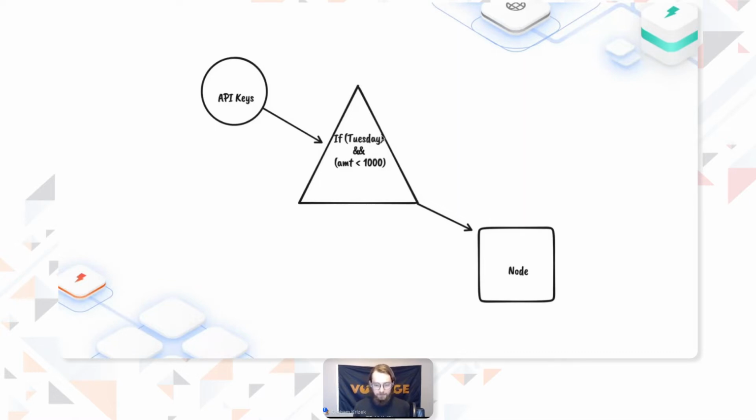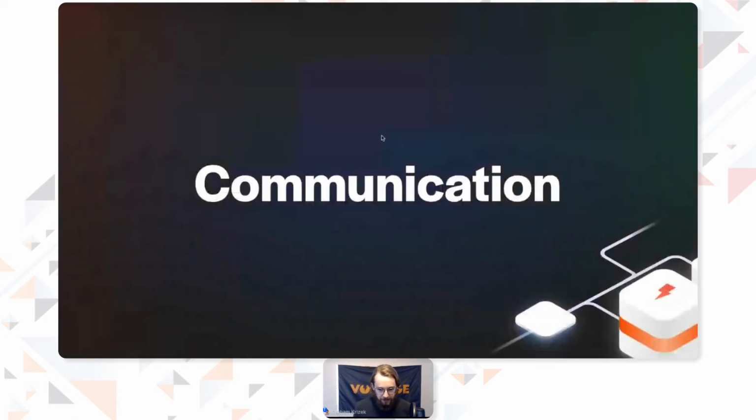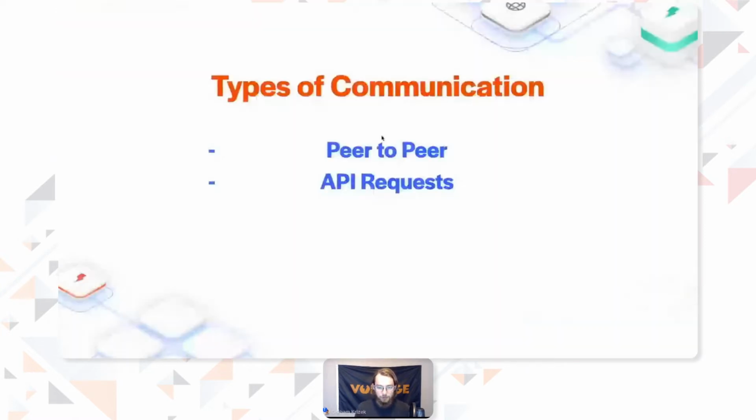But these advanced rules can be very, very helpful. So going into the next phase is communication. What this means is how do you communicate with the node, and how does your node communicate with a greater network? There are two types of communications that nodes do.